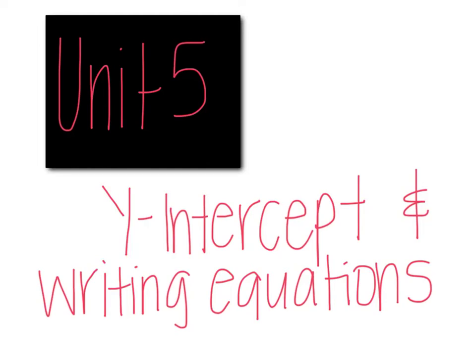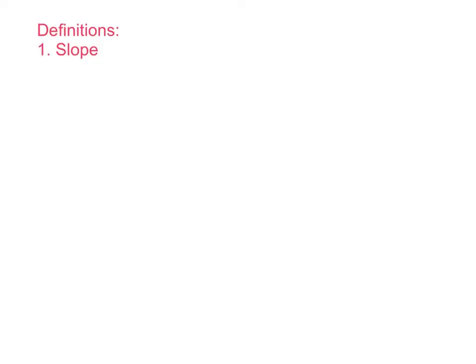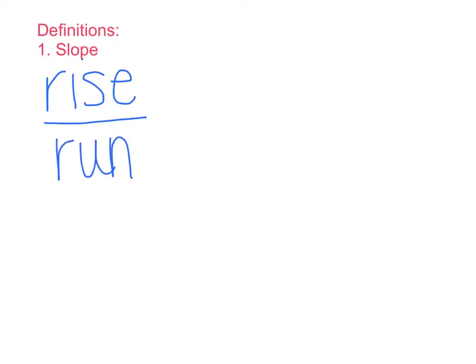Today we're going to talk about y-intercept and how to write equations. First, we're going to look at some definitions. Our first definition is going to be slope. We've already begun to talk about slope, and slope is going to be our rise over our run. So this is the number of spaces you have to rise up on the y-axis and over on the x-axis to get to the next point on a line.